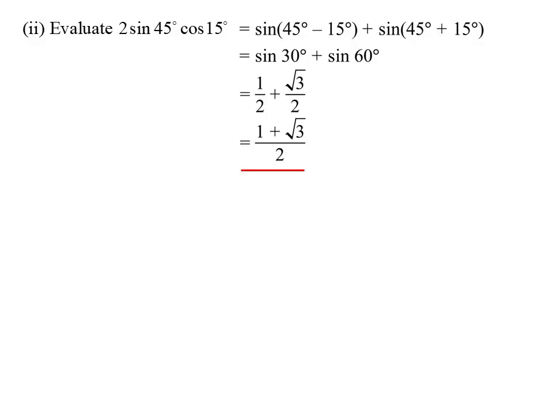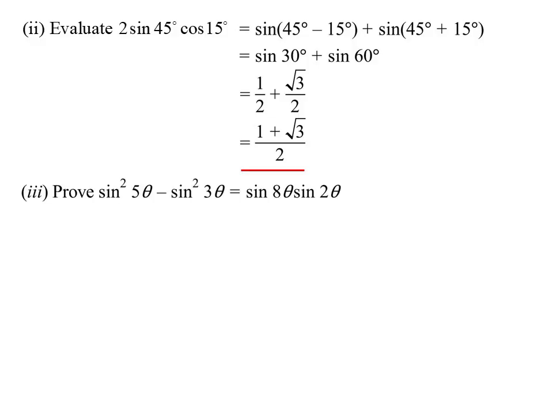If I wanted to work out 2 sine 45 cos 15 without using my calculator, then I go, okay, well, that's sine cos. It's going to be sine 45 minus 15, sine 45 plus 15, sine 30, sine 60. We've got exact ratios for those, and there's my answer: 1 plus root 3 on 2.